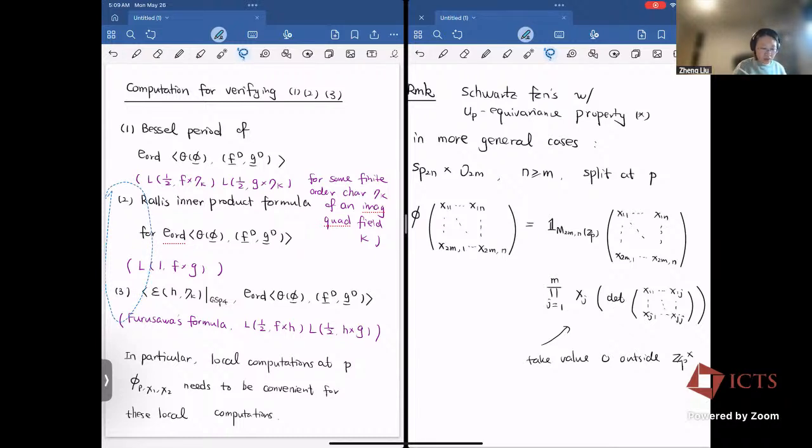Okay, so 3 also needs to be modified. All the computation of 1, 2, 3 still works, and you can construct it. The computation still works, but in the end, for showing the multiple non-vanishing results, those are not currently available.